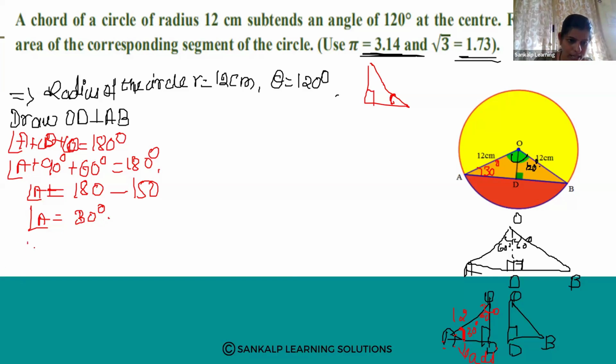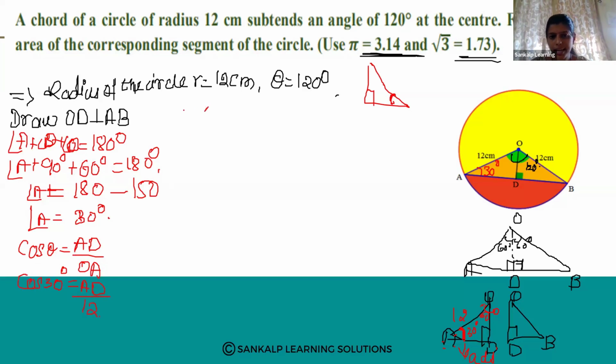So cos theta is equal to, we need AD. AD means what? It is the adjacent side. So where does the adjacent side come in? It comes in cos theta. Why? Adjacent side AD divided by OA. OA is hypotenuse. So cos 30 degree is equal to AD, which we don't know, divided by OA. OA we know. OA value is 12.